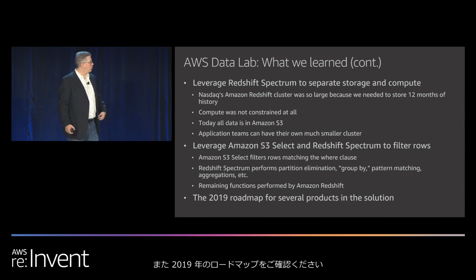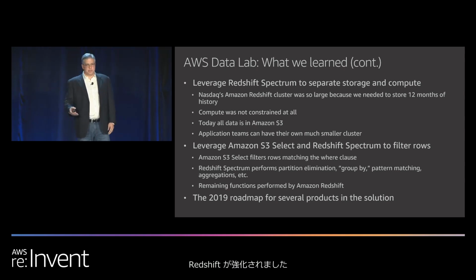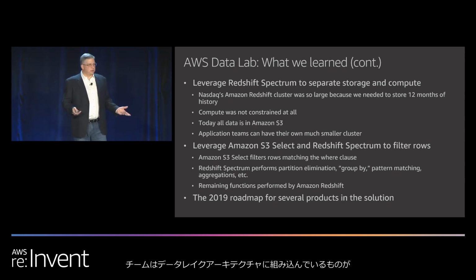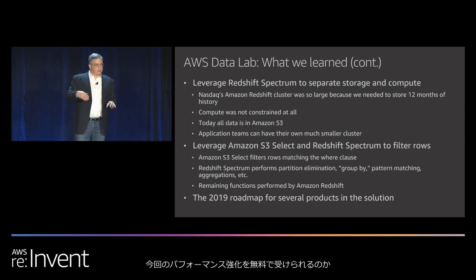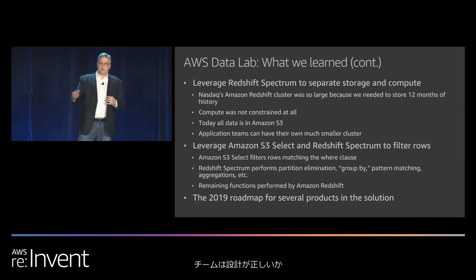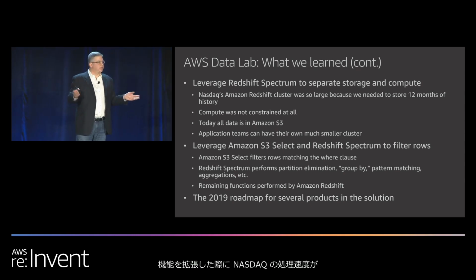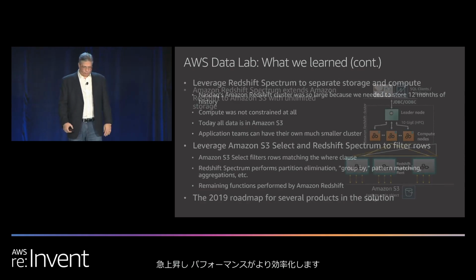Also looked at the 2019 roadmap because, as you heard yesterday, there were 10 new features and enhancements added to Redshift. The team wanted to make sure that what they were designing into the data lake architecture was going to get those performance enhancements for free, that they didn't have to do anything. So they wanted to make sure the design was correct so that as Amazon increased Redshift's abilities, Nasdaq would suddenly start going faster and performing more efficiently.